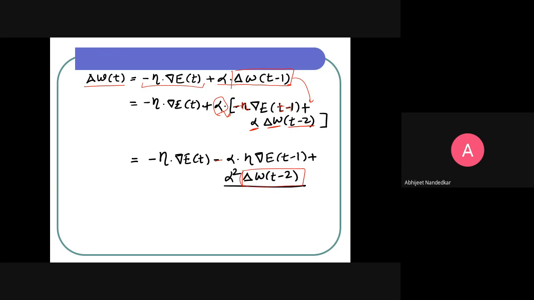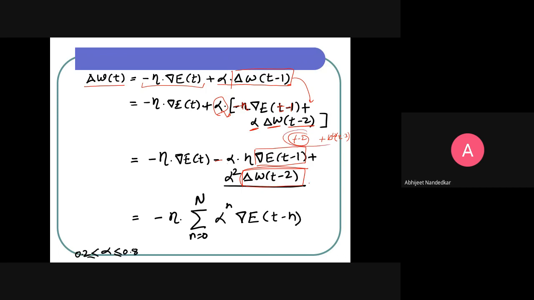Now if I substitute the definition of this change in weight again, then it will be gradient of error for the t minus 2 time step plus some change in weight for t minus 3 time steps. So if I keep on doing that, I will get this big sum ranging from the 0th step to capital N step, that is equal to minus learning constant, summation n equal to 0 to capital N, alpha to the power n into gradient of error t minus n. Okay, so same thing we have seen earlier. Now here the suggestion is you keep this momentum term in the range of say 0.2 to 0.8. Okay, so you choose some parameter.